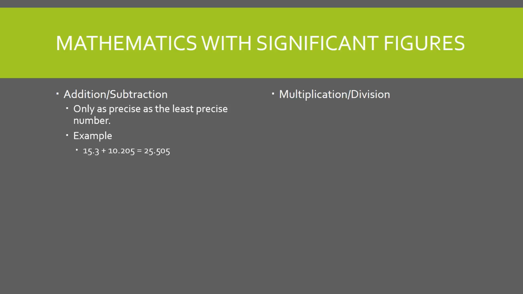So when you just add them together, the number you get is 25.505. But when you take into account significant figures, and that the first number, the 15.3, only goes to the tenth place, then your answer is only going to go to the tenth place. And your significant figure answer would be 25.5.